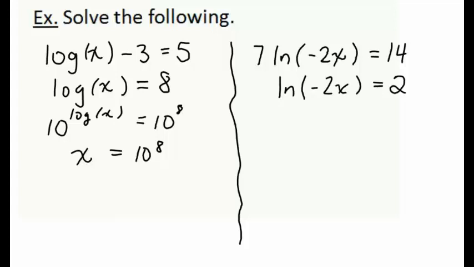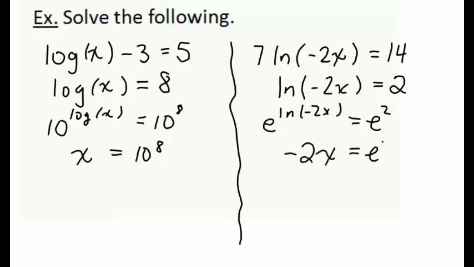Now, since the natural logarithm has base e, that implies if we take e to the ln of negative 2x, this should be equal to e squared. So these two actions over on the left-hand side are going to undo each other, and we're going to be left with just the inside of our natural logarithm, which is negative 2x. And our right-hand side stays as e squared. Now finally, to solve for x, we could divide both sides by negative 2. So our final answer here is negative e squared divided by 2.